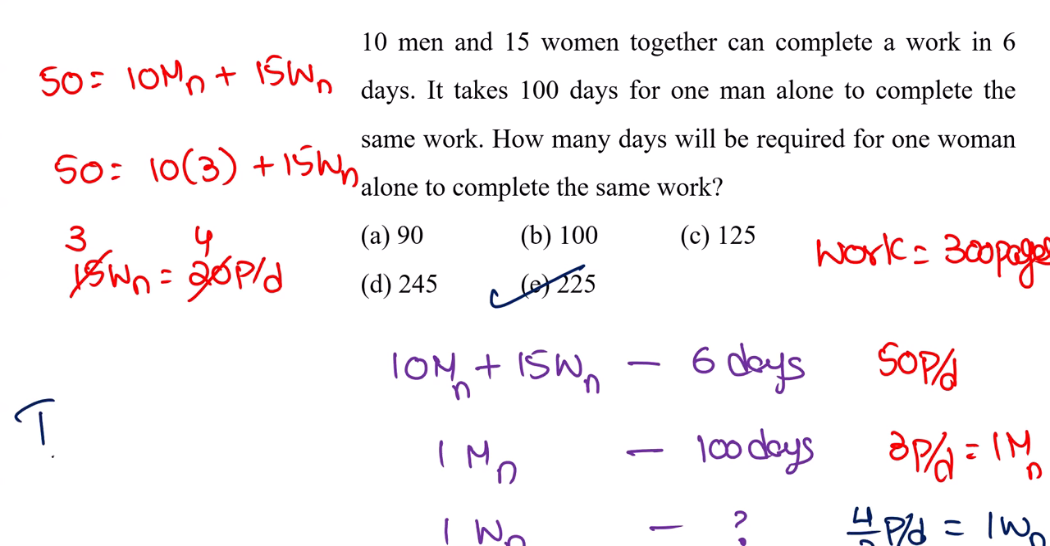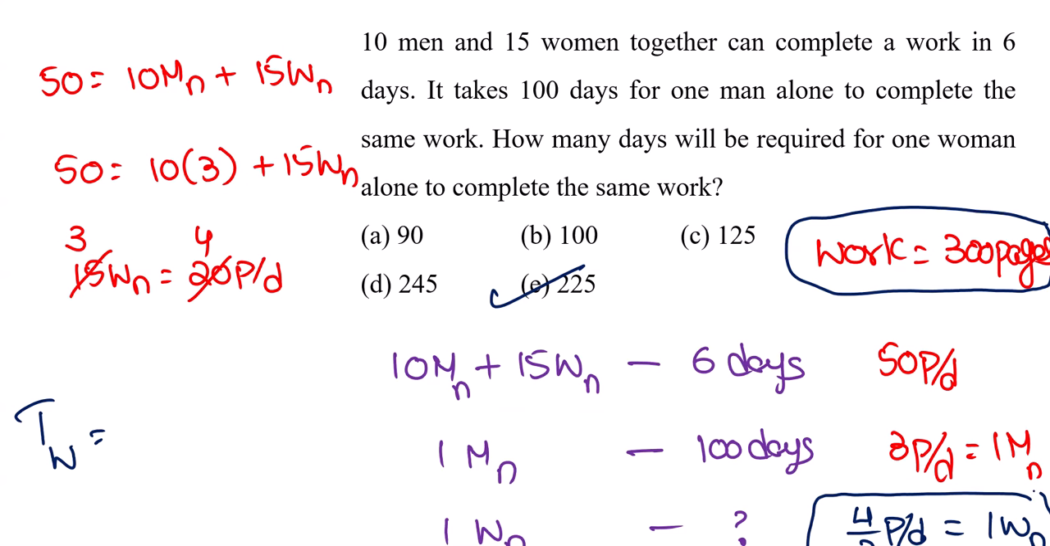Now the time taken by women. Time is work by efficiency. Here work is nothing but 300, and women efficiency is 4 by 3. So 300 divided by 4 by 3, this 3 will go to the numerator. This is 75, 75 into 3, 225.